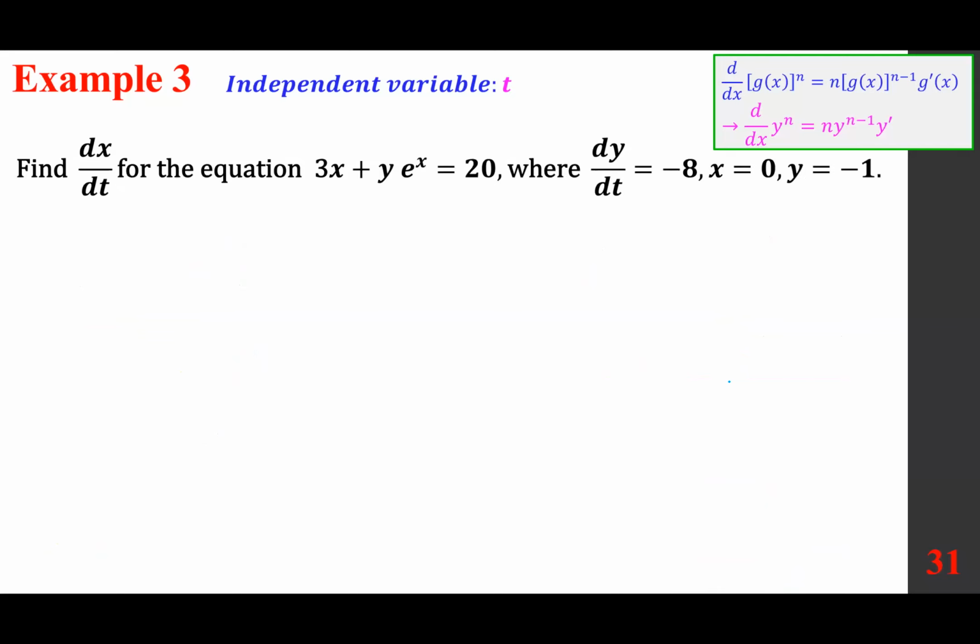In this question, we want to find dx dt. Right away, we recognize the independent variable is t. For the equation that is given, dy dt is given, x is given. The equation is 3x plus y e to the power of x equals 20, dy dt is negative 8, x is 10, y equals negative 1. So what we do, we are going to differentiate this step by step, starting with 3x. We get 3 dx dt.